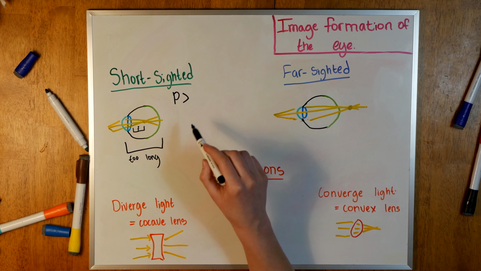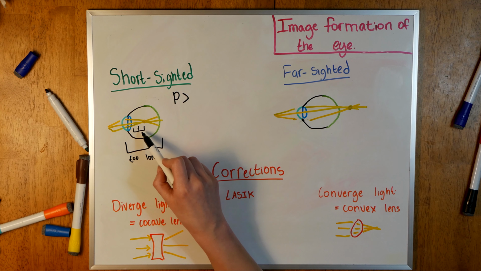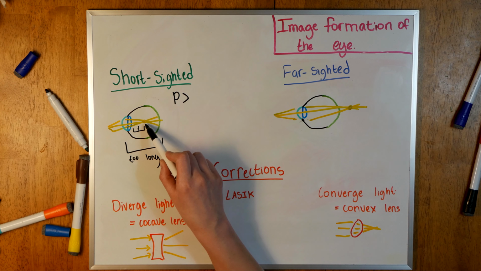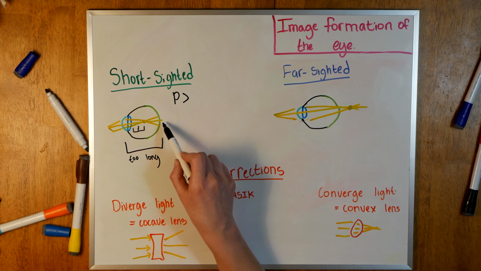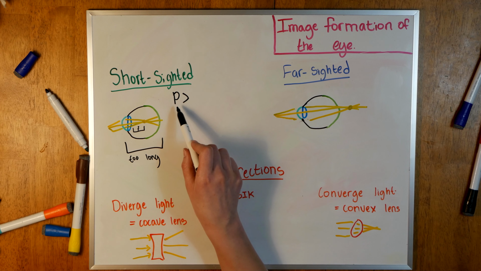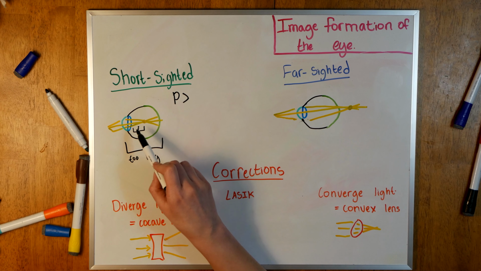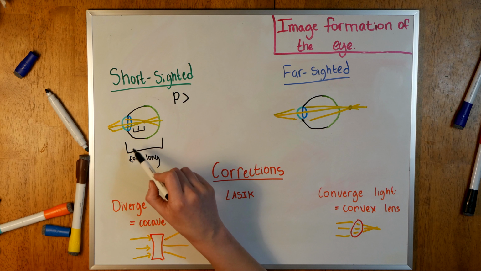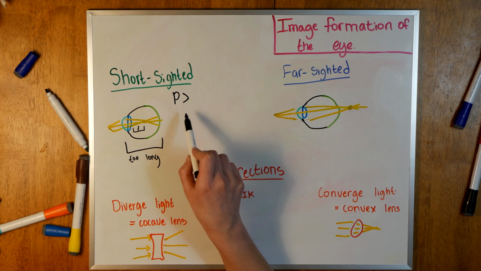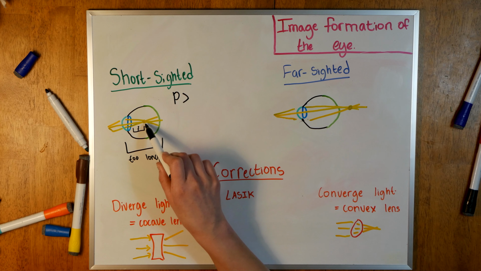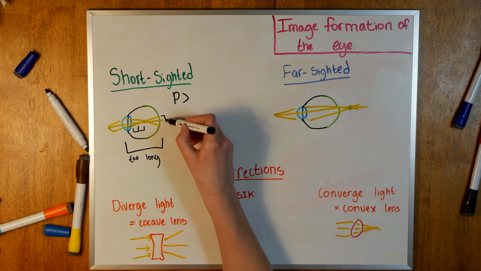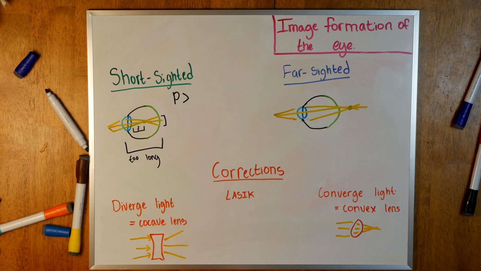Both of these things result in a focal length, right here, that converges the light before it hits the retina. So again, if the power is too great, you have a short focal length. Or if you have a normal amount of power, but your eye is too long, you get all the light converged right here. This is going to create a very fuzzy image on the retina.